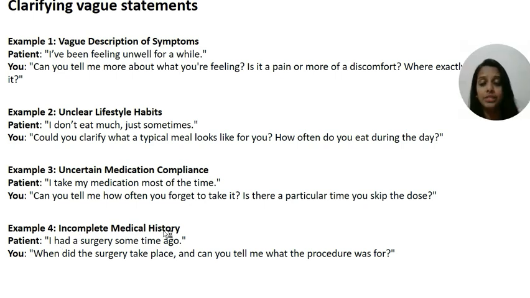And the last example here is an incomplete medical history scenario. So, if the patient is saying, "I had a surgery some time ago," you can ask, "When did the surgery take place? And can you tell me what the procedure was?" Here, the patient has mentioned a past surgery, but hasn't provided details like the timing or nature of the procedure. So, it's your duty to ask for specifics, which allows you to gather the full medical history, which is essential for treatment planning, right?